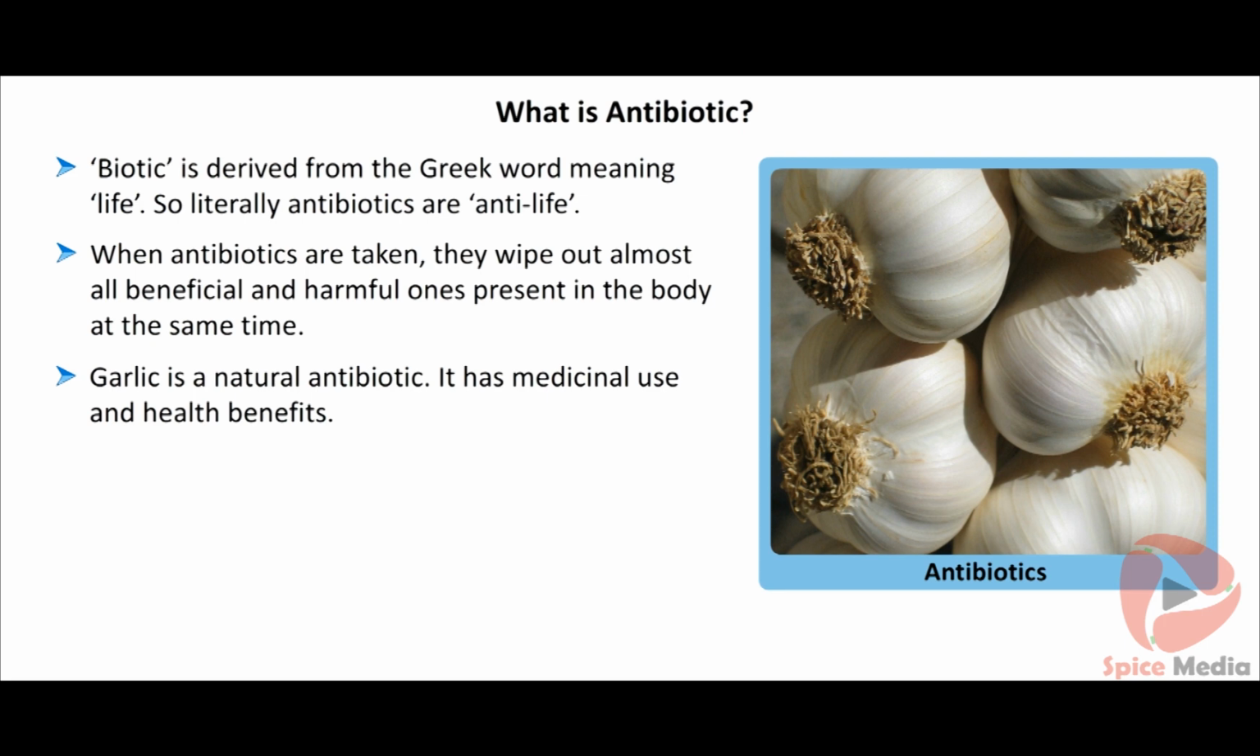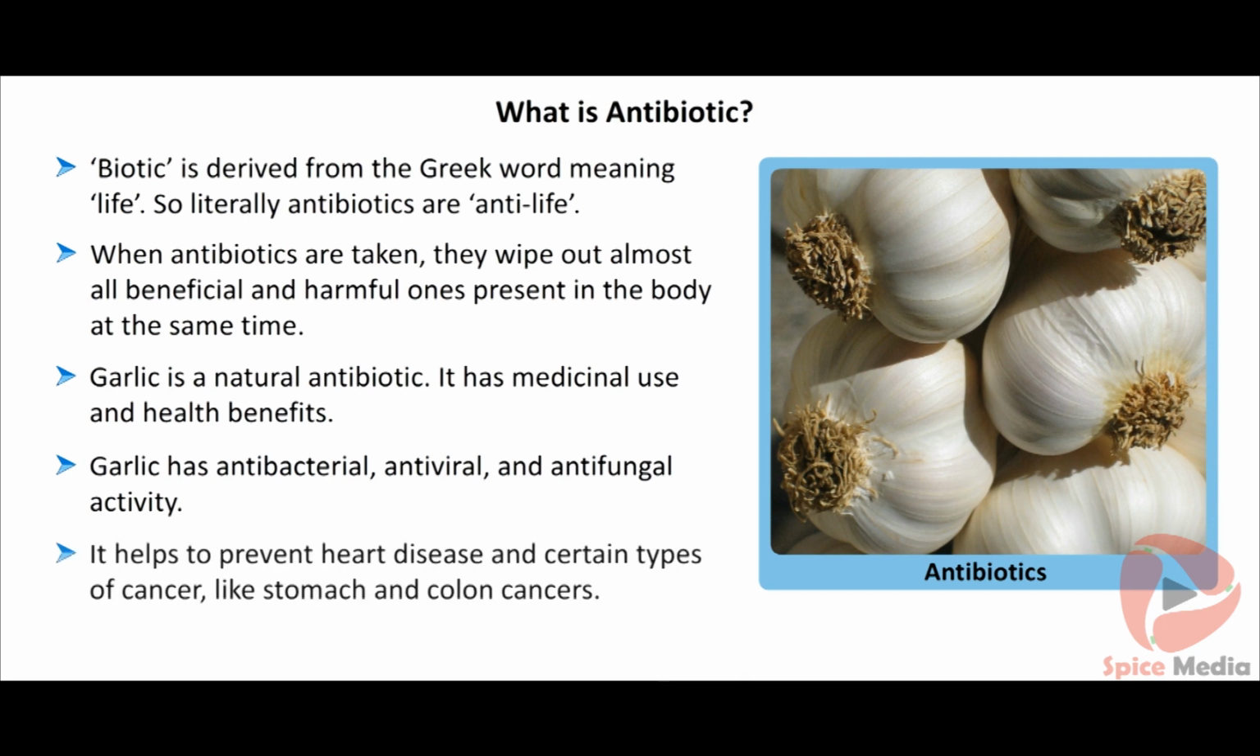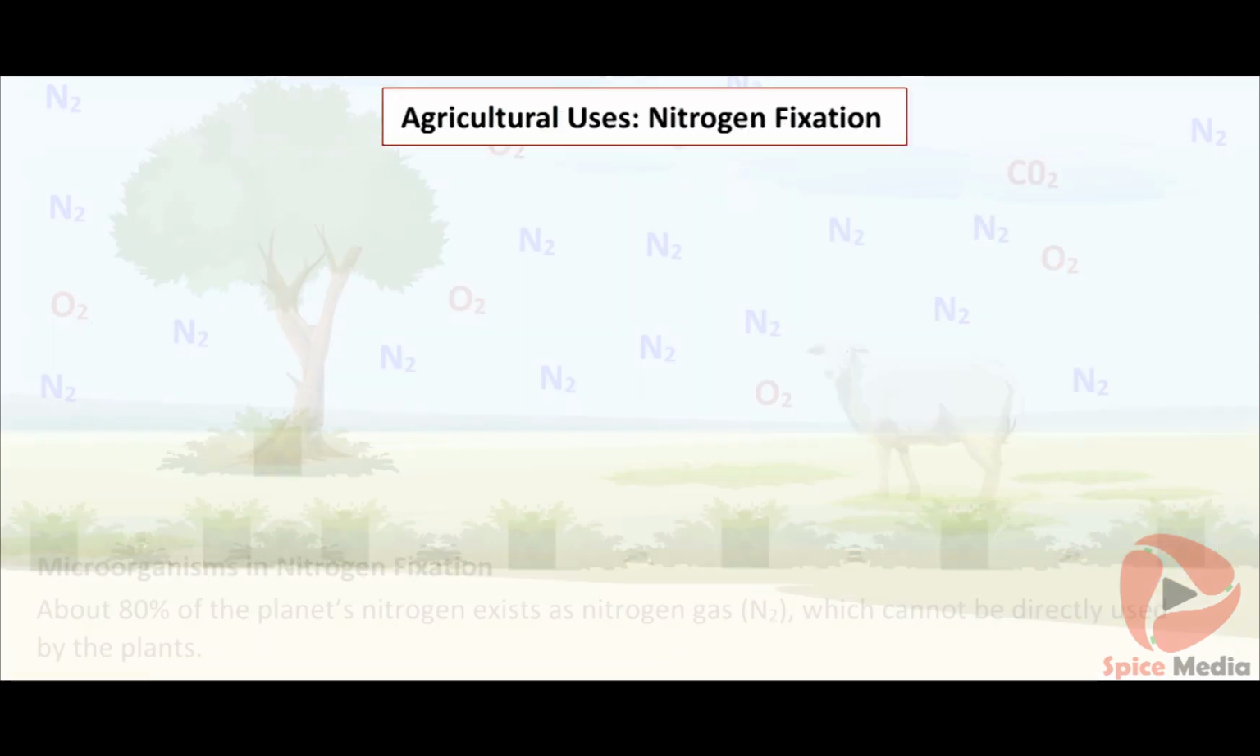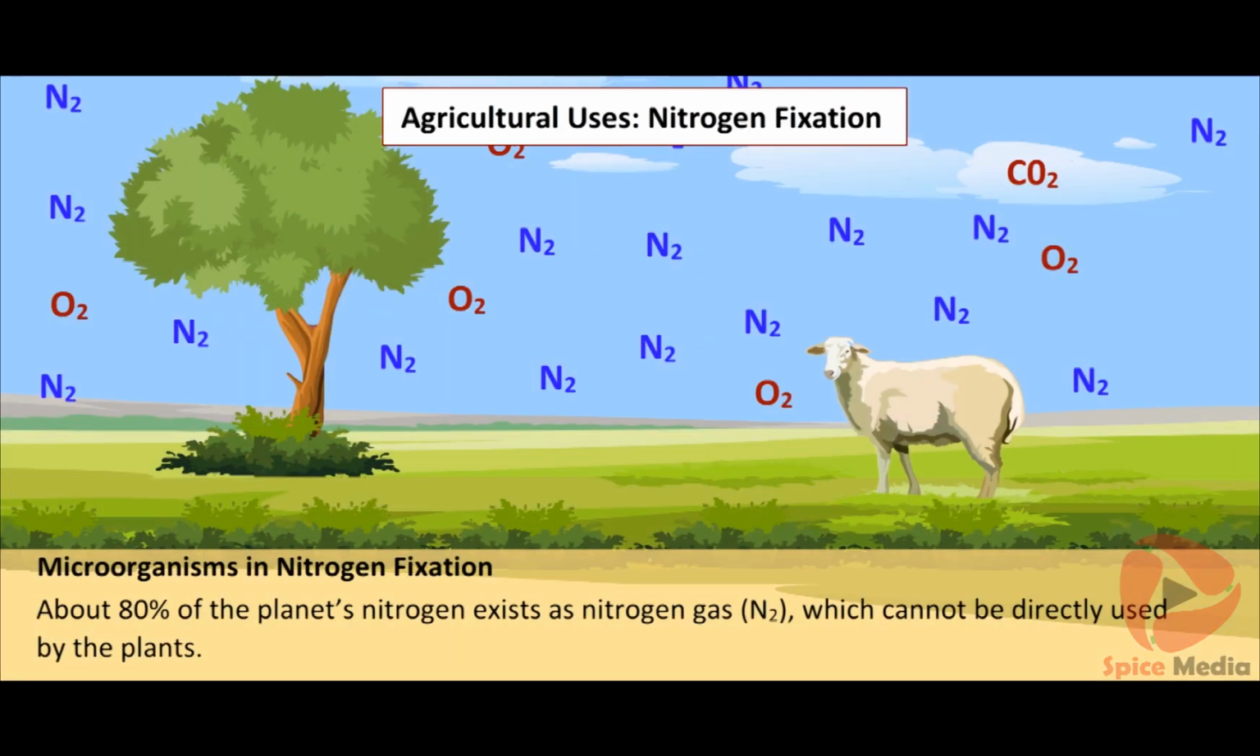Garlic is a natural antibiotic. It has medicinal use and health benefits. The research on garlic shows that it has antibacterial, antiviral, and antifungal activity. The research also proves that it helps to prevent heart diseases and certain types of cancer, like stomach and colon cancers. About 80% of the planet's nitrogen exists as nitrogen gas, N2, which cannot be directly used by the plants.